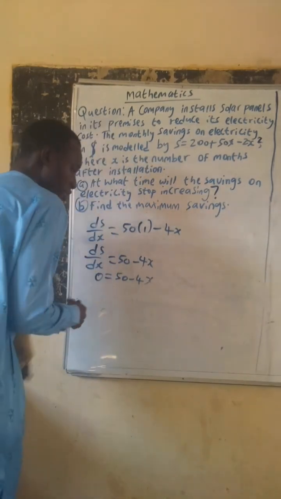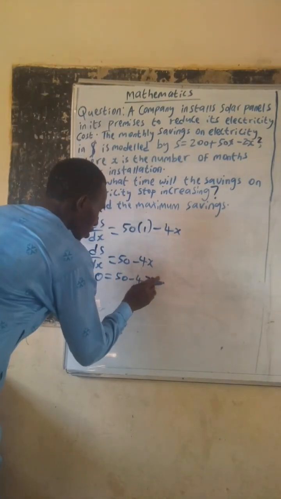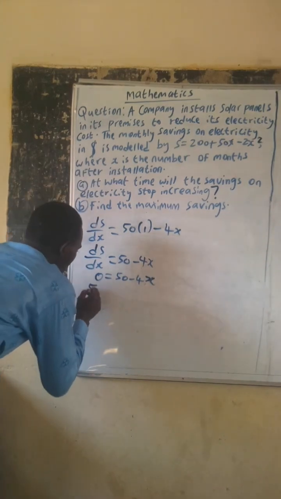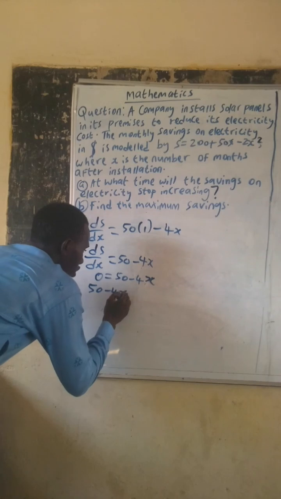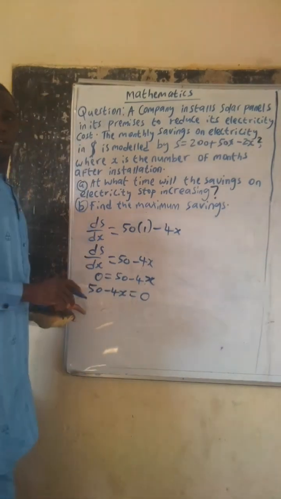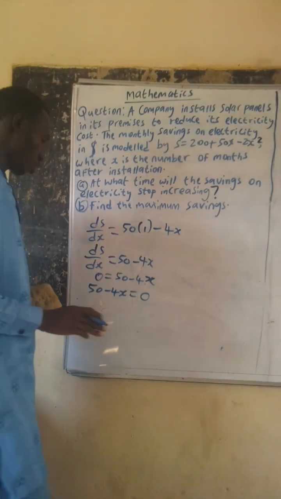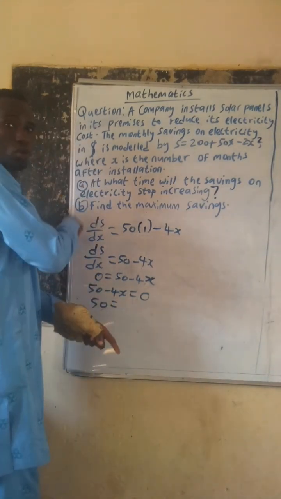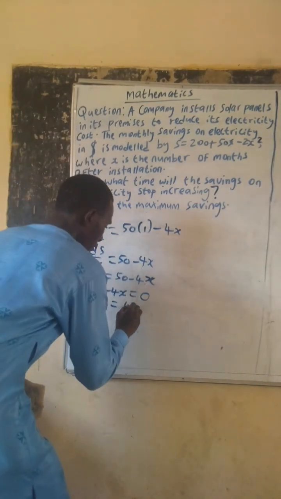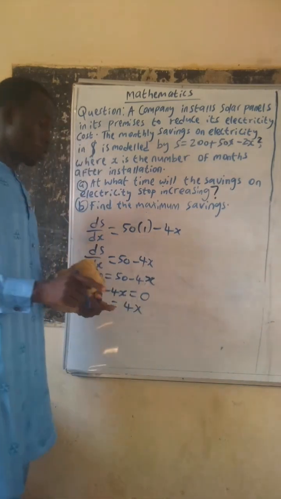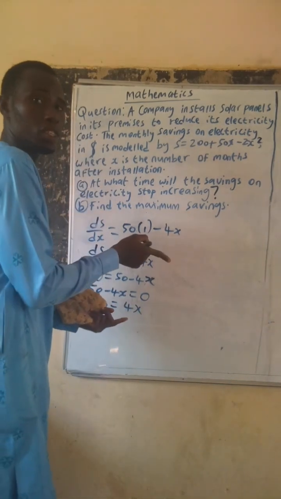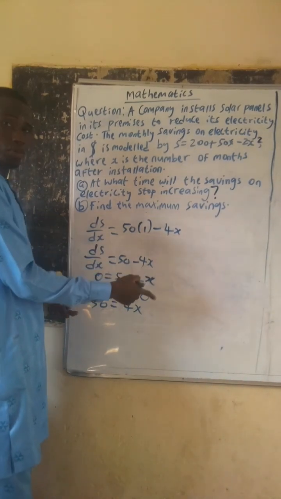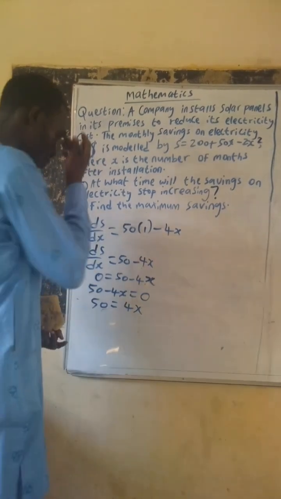Having done that, this equation is the same thing as 50 minus 4x, which is equal to 0. I just turned it the other way around. So what do we have next? We have 50 equals to minus 4x will cross the equal sign and become positive, which is 4x. If it was positive, when it crosses the equal sign, it will become negative. Since it is negative, when it crosses the equal sign, it will become positive, right?